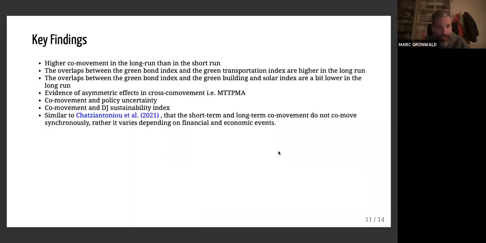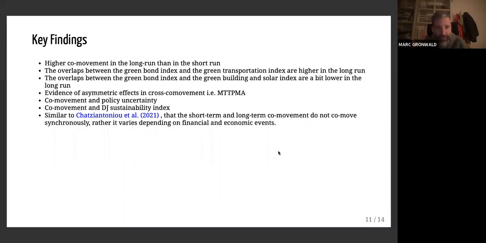So this means after having discussed and highlighted what the method is able to do, I'm already on the last slide, and I would like to summarize the key findings of the paper. So we do find that the co-movement is higher among the long-term components compared to the short-term components. And then we also find that the overlaps between the green bond index and the green transportation index is high in the long run. Okay, that's a specific finding I couldn't really highlight in detail earlier. But then we also find that the overlaps between the green bond index and green building and solar index is lower in the long run.